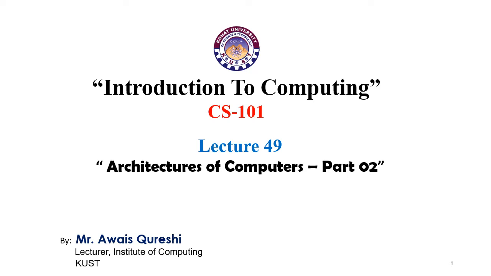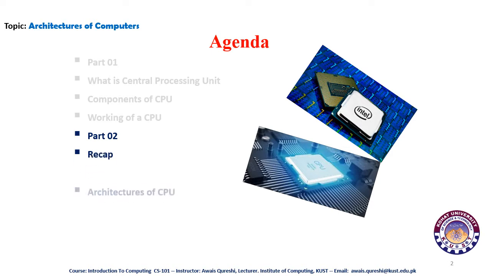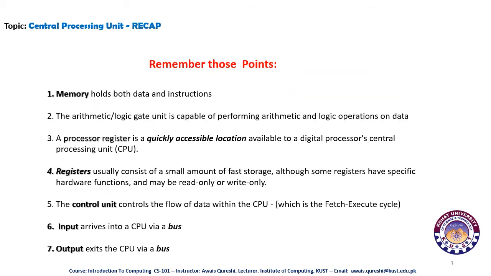It's lecture number 49, and today we'll discuss architectures of computers. So, what is today's agenda? We have already covered central processing units, components of central processing units, and working of a CPU. Today we will discuss architectures of CPU and some popular processors that are available nowadays.